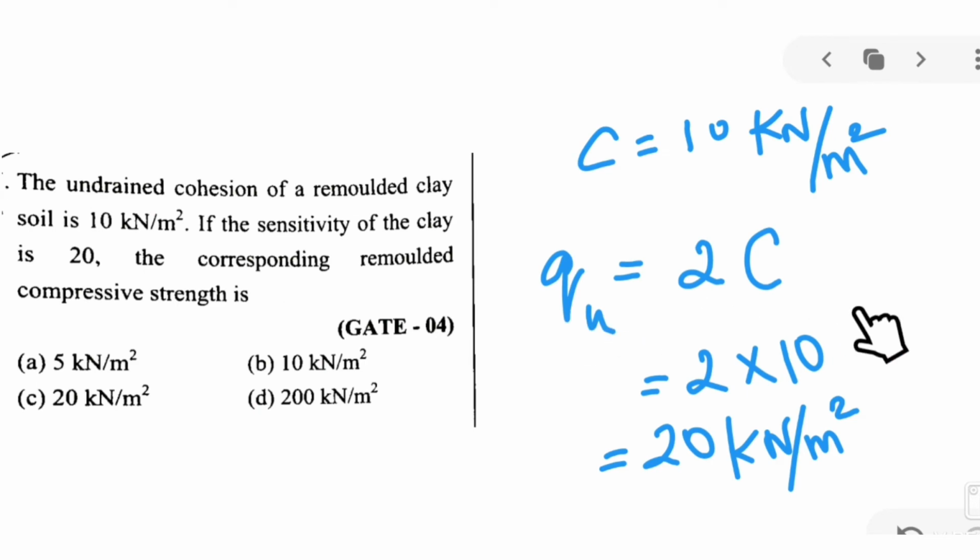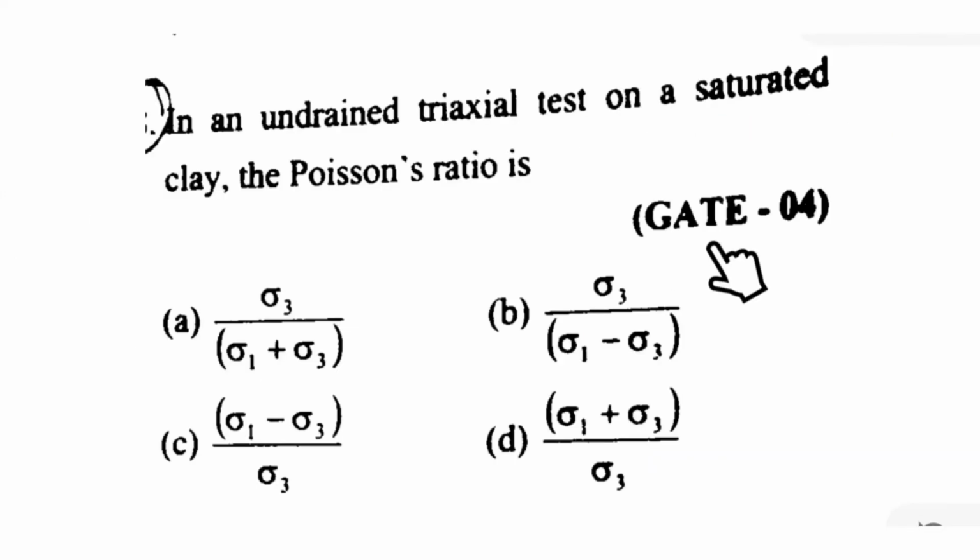Therefore, I have taken the formula and substituted the given data, and I have got 20 kN per meter square. The answer for our question is 20 kN per meter square. Here in this question, they have also given a sensitivity value, which is not required for us to find this compressive strength. Next question from GATE 2004.